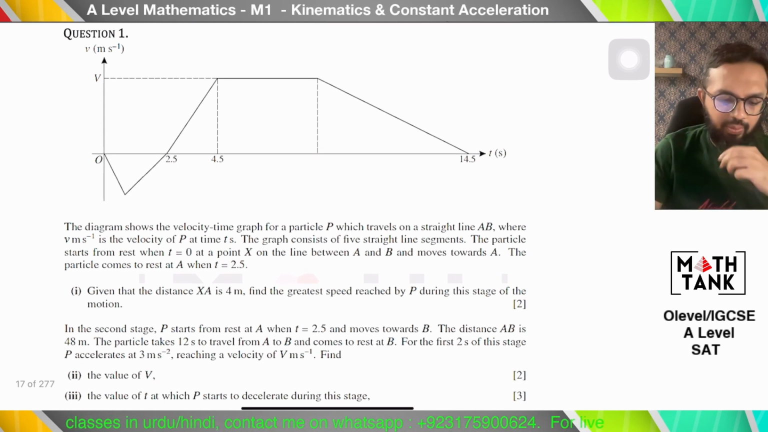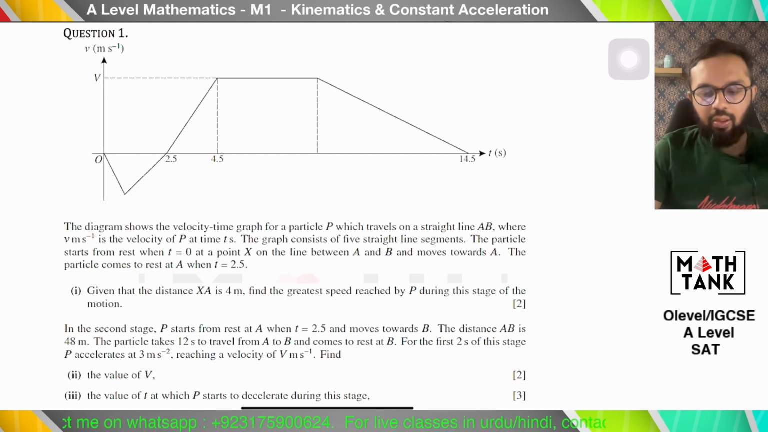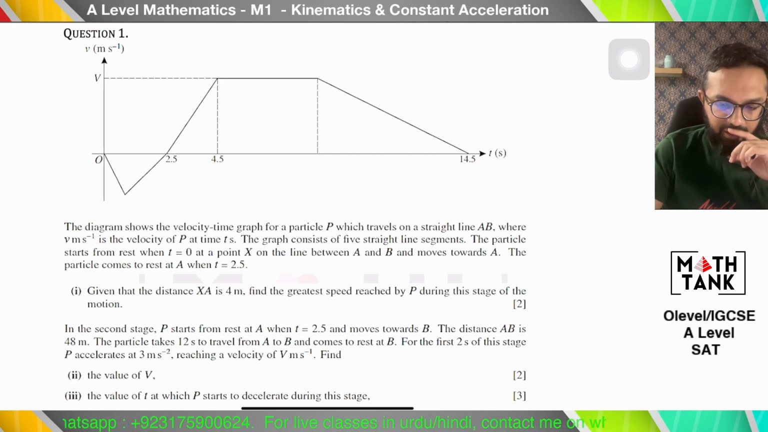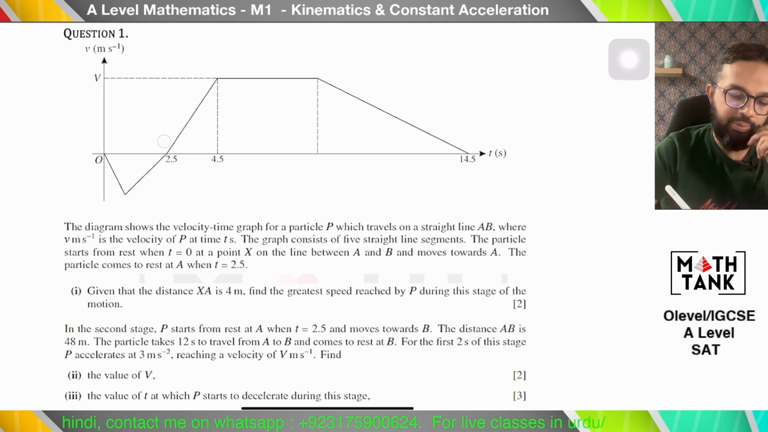Let's start. Question number one says the diagram shows the velocity-time graph for a particle P which travels in a straight line AB, where V meters per second is the velocity of P at time t. The graph consists of five straight line segments. The particle starts from rest when t equals zero at a point X on the line between A and B and moves towards A. The particle comes to rest at A when t equals 2.5, so this is the point where you reach A.